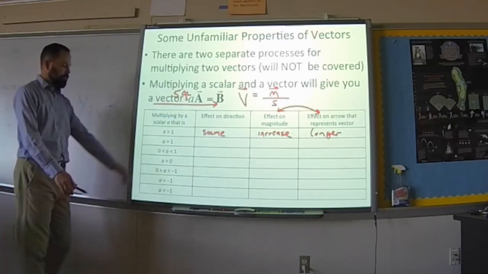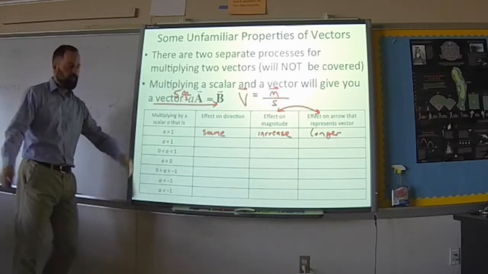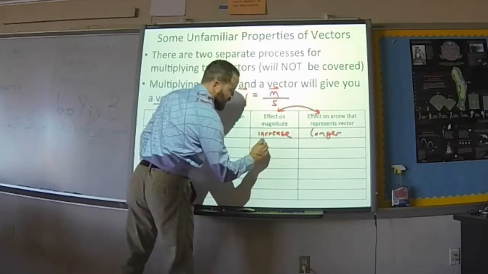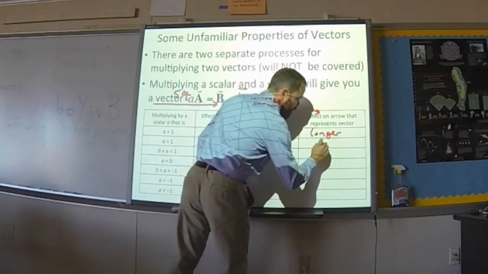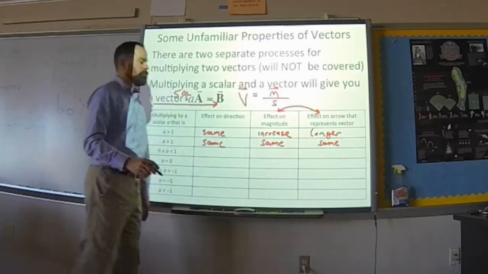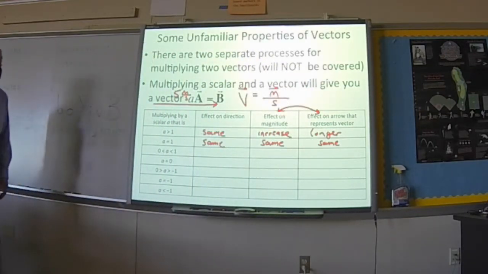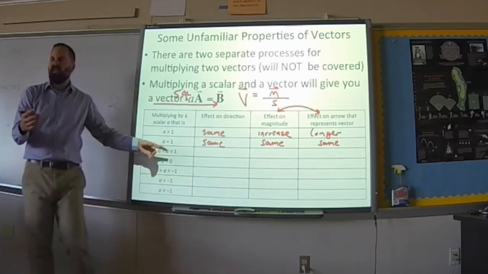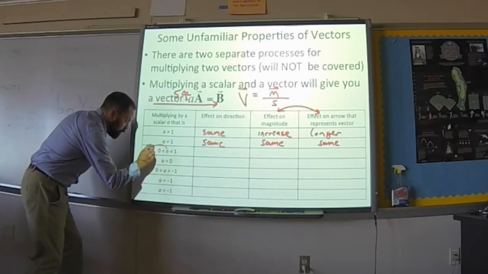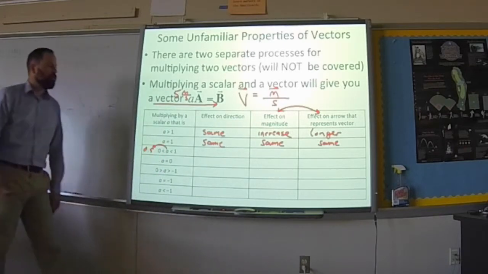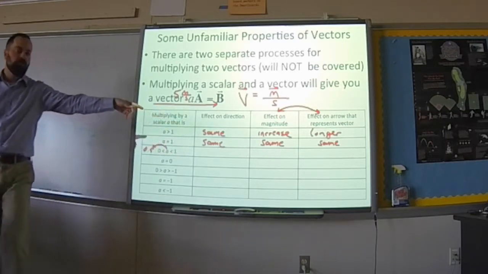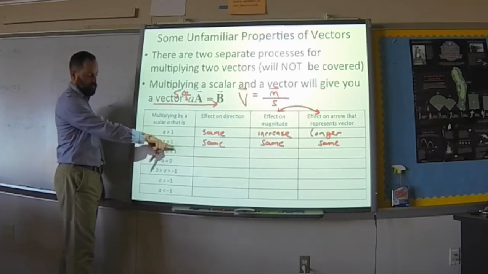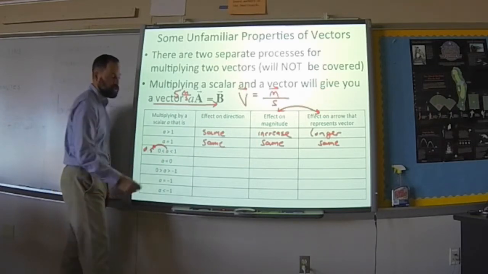What if we multiply a vector by just 1? Well, that's pretty easy. It's going to be the same direction, the same magnitude and the same length. What if we multiply a vector by a scalar that is between 0 and 1? We'll say 0.5. What's going to happen to the direction? Is the direction going to change? Nope, because this is still basically positive, so it's going to be the same.